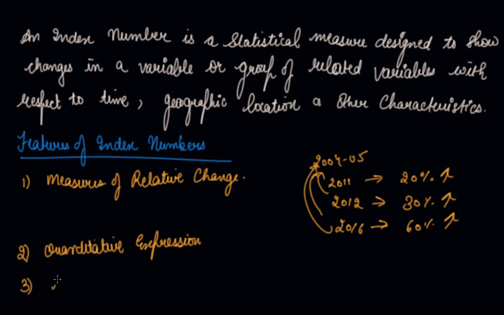The third are the averages. Index numbers show changes in terms of averages. When it is said that between the year 2011 and 2012, prices have risen by 7%, it does not mean that prices of all goods and services are uniformly rising by 7%. So it takes the average of the goods whose prices have increased over the period of time. So it takes the averages into consideration.